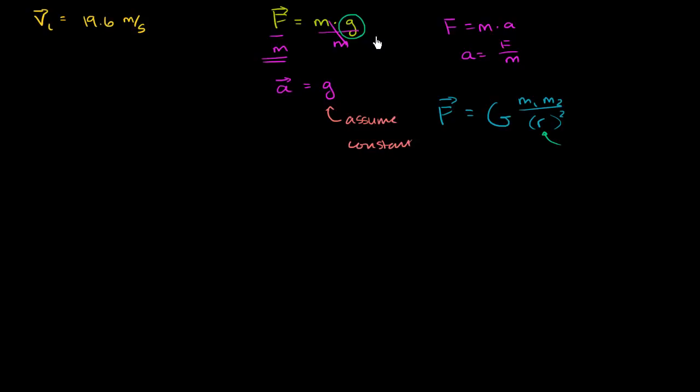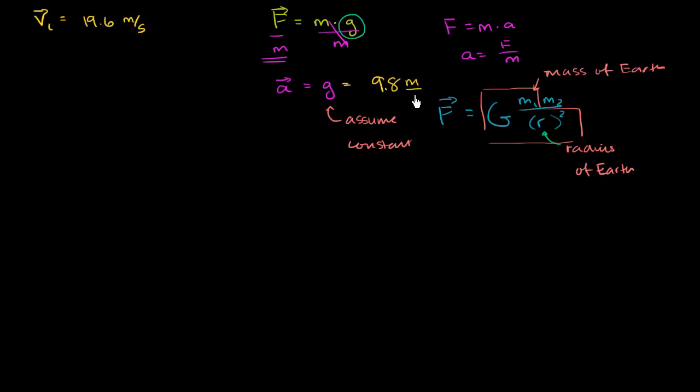Remember, that little g is really all of these terms combined. If we assume that mass 1 is the mass of the Earth, and r is the distance, really the radius of the Earth, from the surface of the Earth to the center of the Earth, you'd be correct in thinking that the force of gravity changes a little bit. But for the sake of throwing things up in our atmosphere and all of that, we can assume it is constant. And if you were to calculate it, it is 9.8 meters per second squared.